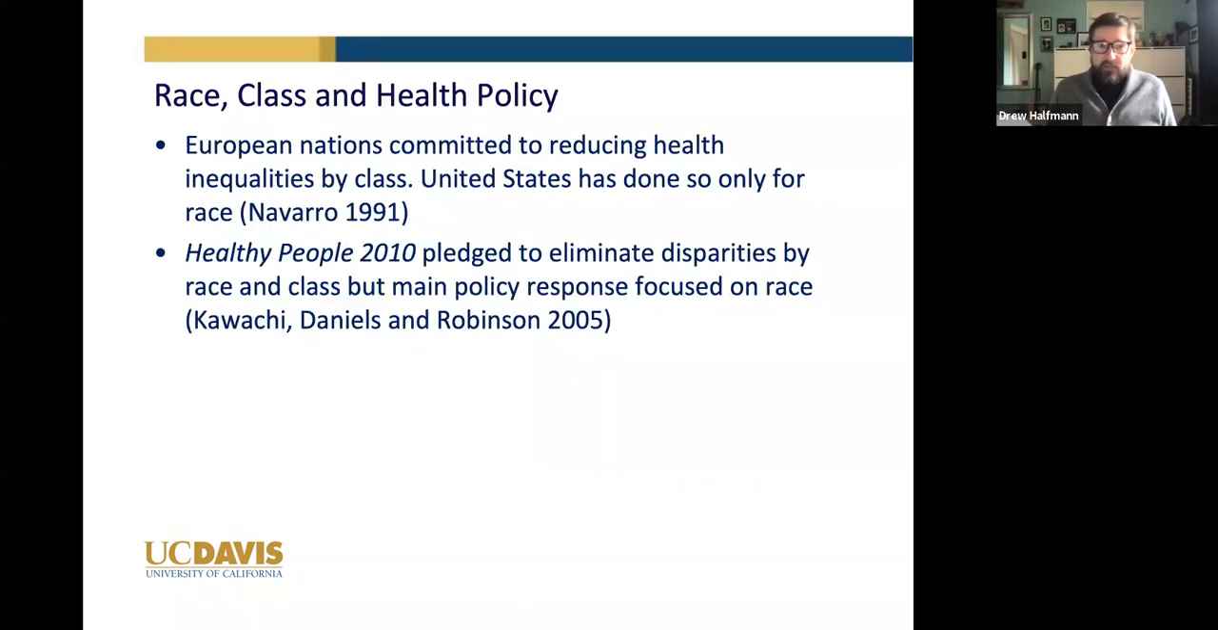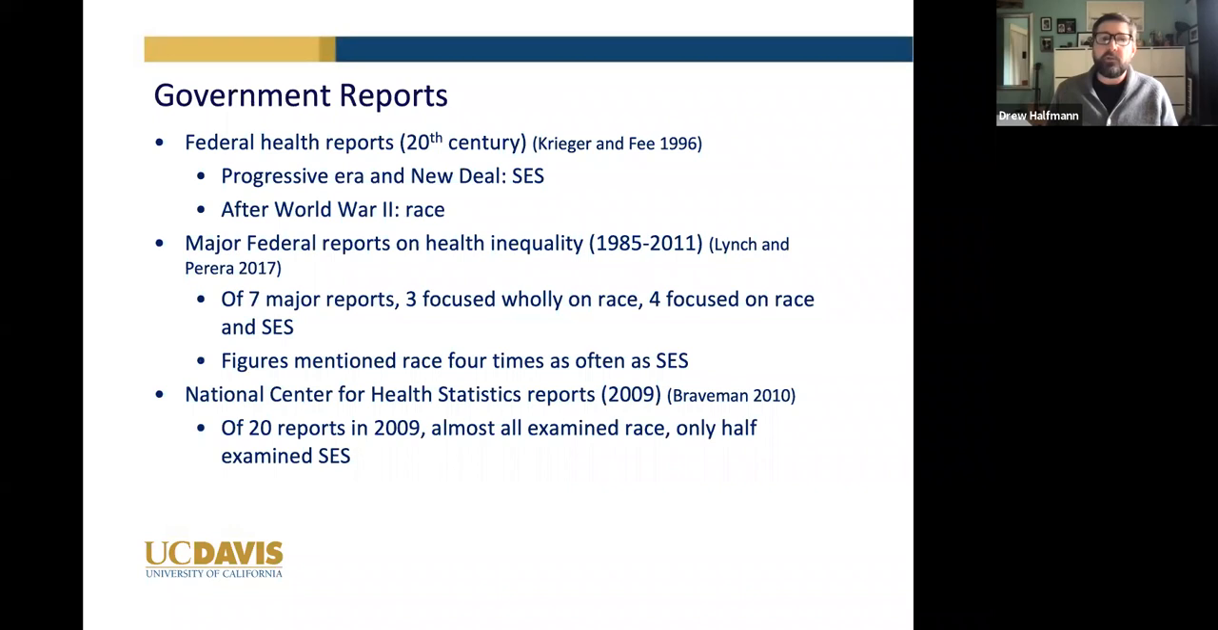The people making those particular claims don't provide a ton of empirical evidence for it. There is better empirical evidence for an argument that race is emphasized more than class in government reports.